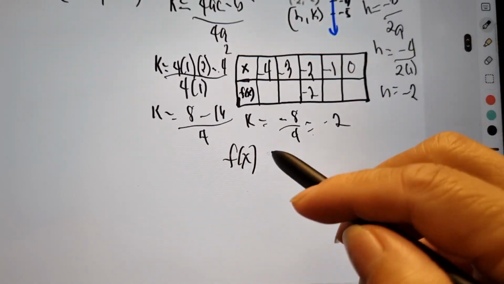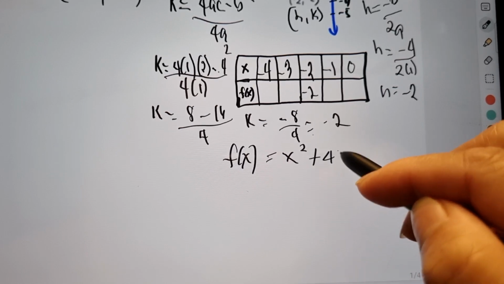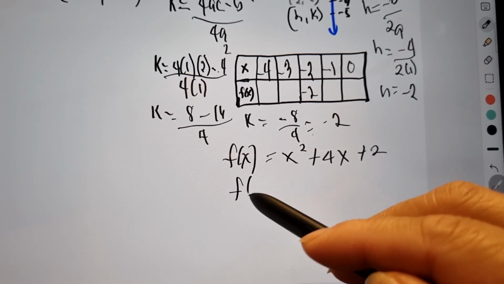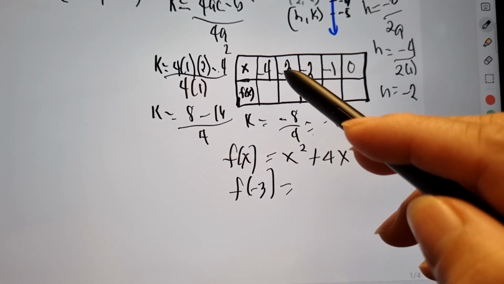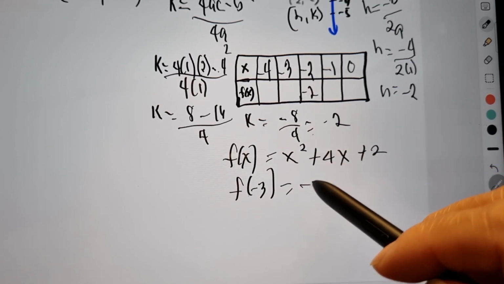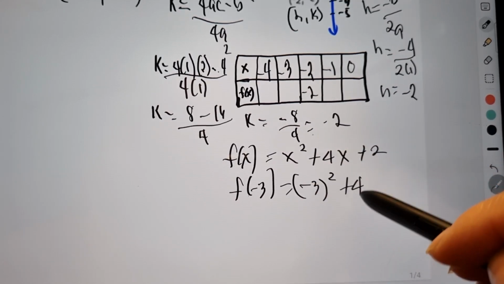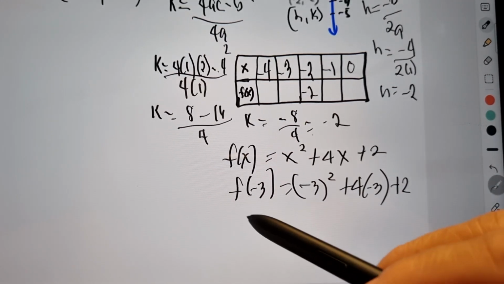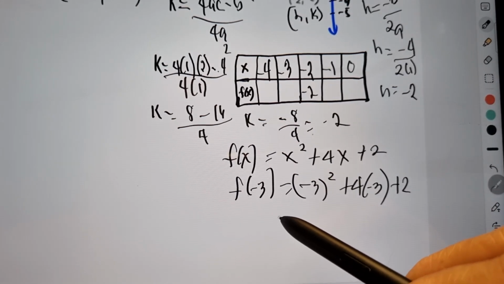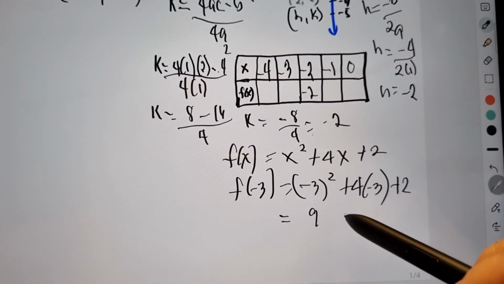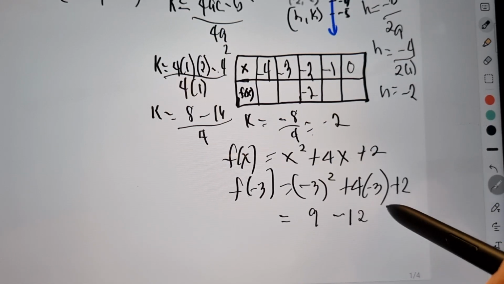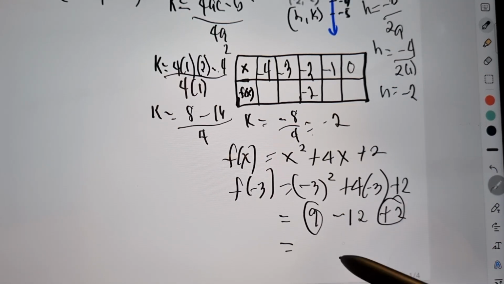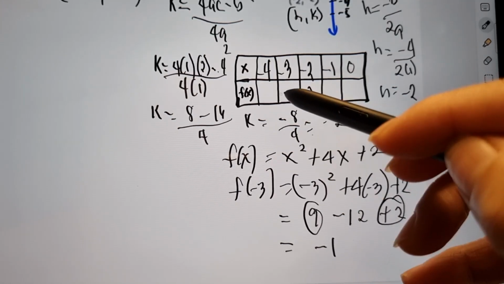x squared plus 4x plus 2. Now, pwede nyo gawin f of negative 3. Dito muna yung value ng x. Input natin negative 3. So, negative 3 squared plus 4 times negative 3. Substitute nyo lang lahat ng values ng x. Plus 2 para makuha natin yung f of x or y. Okay. This is 9. And this is negative 12 plus 2. Okay, so here, positive 9 and positive 2, that is positive 11 minus 12, negative 1. So, negative 1 dito.